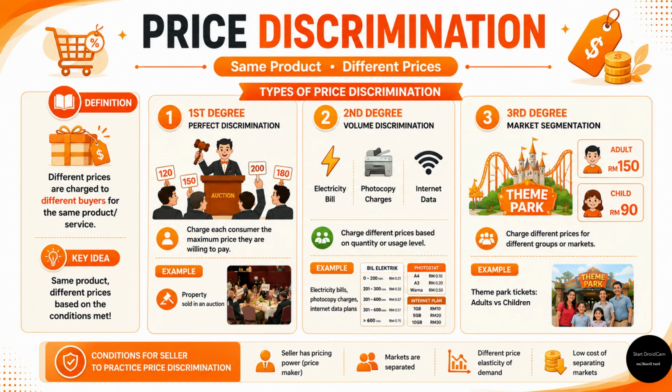The third is third degree price discrimination. Here, consumers are divided into identifiable market groups, and each group is charged a different price. For example, a theme park may charge 150 ringgit for adults and 90 ringgit for children. So remember the distinction. First degree is by individual willingness to pay, while second degree is by quantity or usage, and lastly, third degree by customer group or market segment.